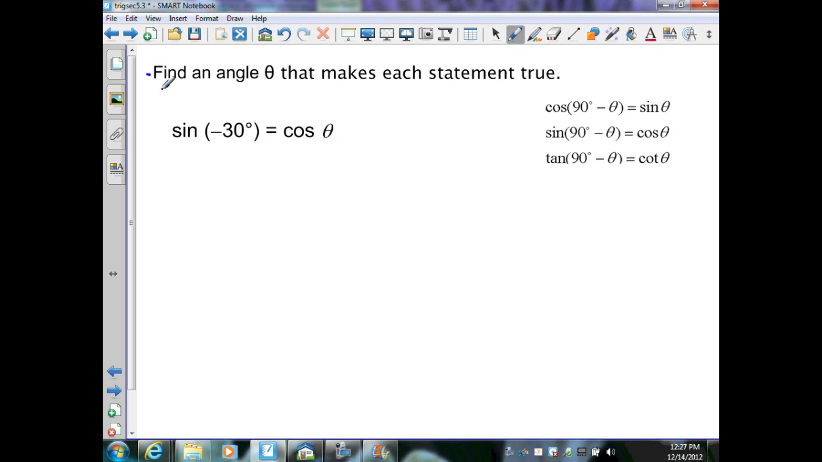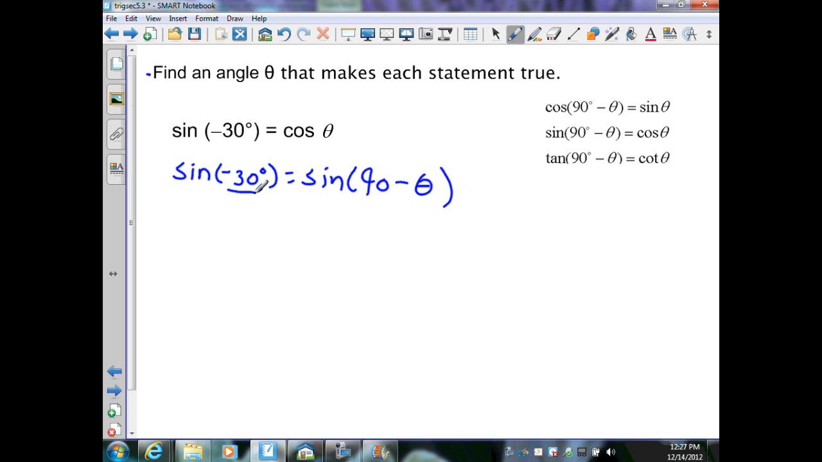On this example, I want to find an angle theta that makes each statement true. I'm given that sine of negative 30 degrees equals cosine theta. I know that cosine theta is equal to sine of 90 minus theta. So I can write this as sine of negative 30 degrees equals cosine, which I know is sine of 90 minus theta.